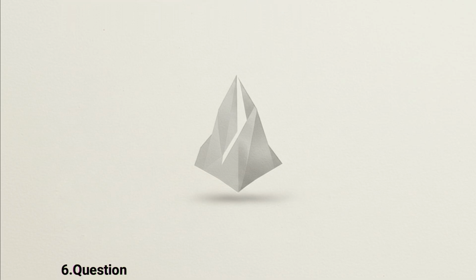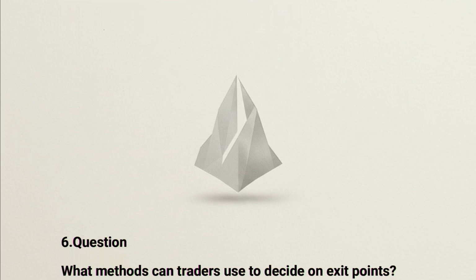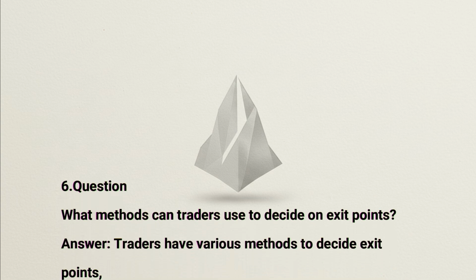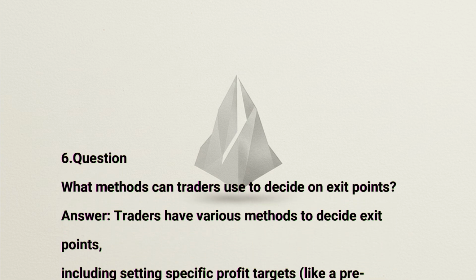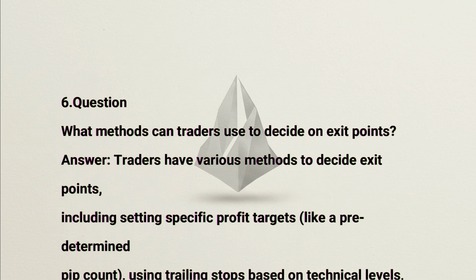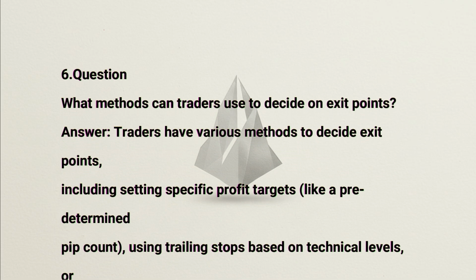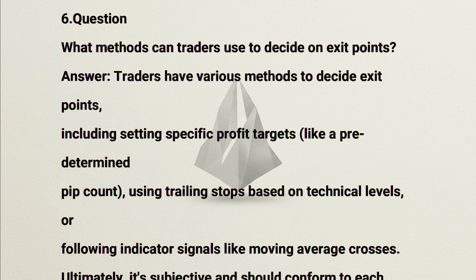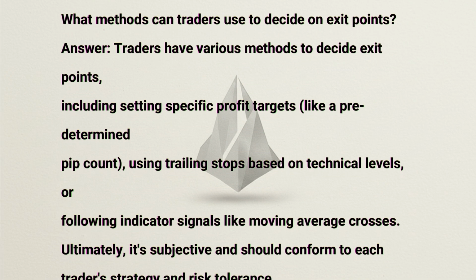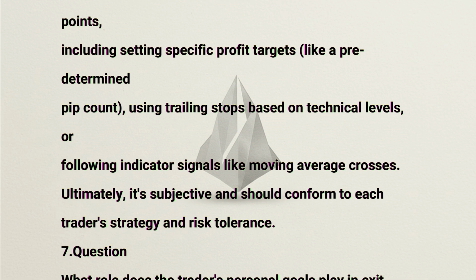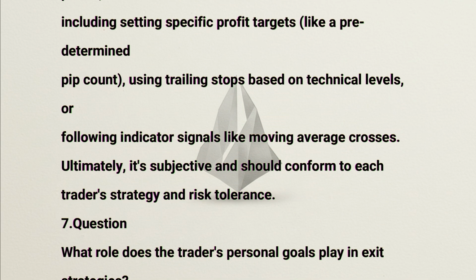6. Question: what methods can traders use to decide on exit points? Answer: traders have various methods to decide exit points, including setting specific profit targets, like a predetermined pip count, using trailing stops based on technical levels, or following indicator signals like moving average crosses. Ultimately, it's subjective and should conform to each trader's strategy and risk tolerance.